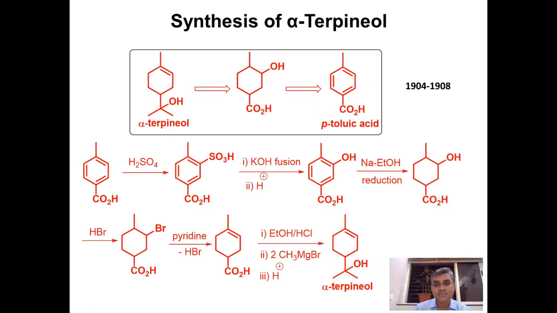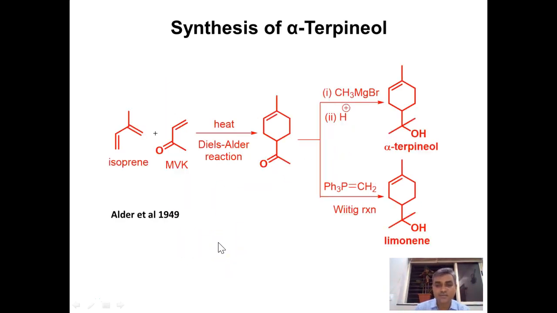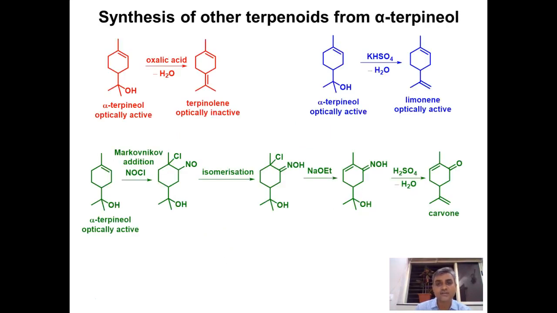A similar synthesis is accomplished from paratoluic acid. Here the tertiary group is introduced by the Grignard reaction, and for the introduction of the double bond, we performed sulfonation as well as KOH fusion reactions and elimination reactions. And the application of the Diels-Alder reaction is demonstrated for the synthesis of alpha terpineol also. And at the end, we have seen how alpha terpineol is useful in the synthesis of important monocyclic monoterpenoids like terpinolene, limonene, and carvone. So in this way, we have learned the chemistry of alpha terpineol.